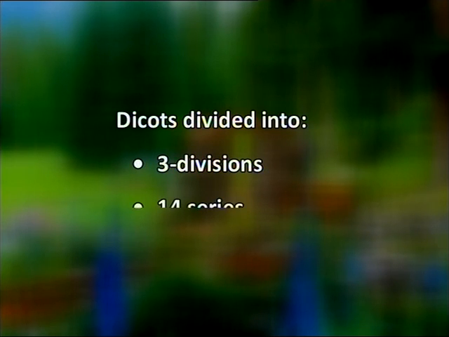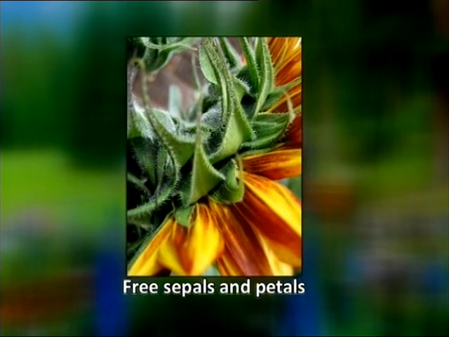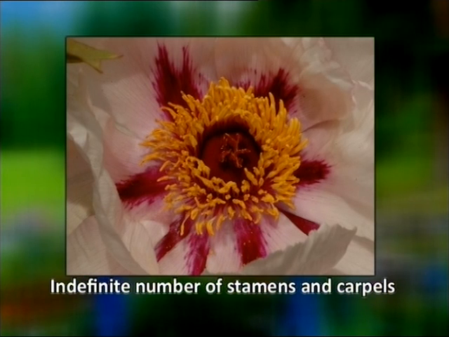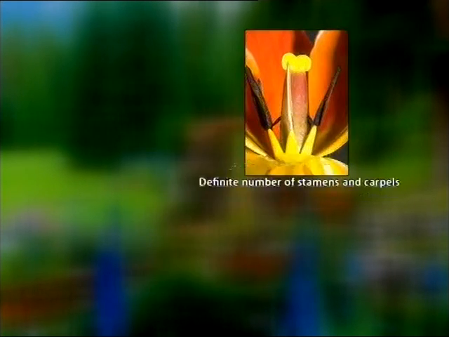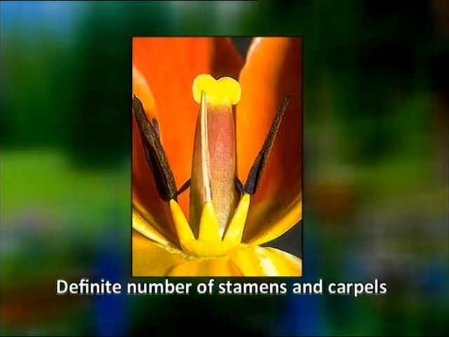Dicots are divided into 3 divisions and 14 series on the basis of natural and visual characteristics, which provide a key for identification. Dicots start with the family Ranunculaceae, having free sepals and petals and an indefinite number of stamens and carpels, whereas they end with Labiatae, having fused sepals and petals with a definite number of carpels and stamens.